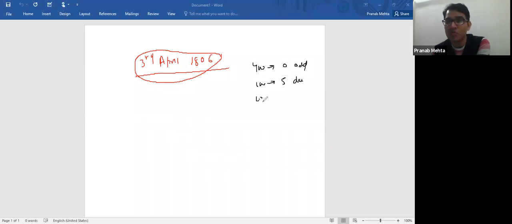Leap year will give me 2 odd days. Normal year will give me 1 odd day. This is the information which I know. So I'll divide the whole of this into this information, and counting has to start from the starting of the calendar till this point.